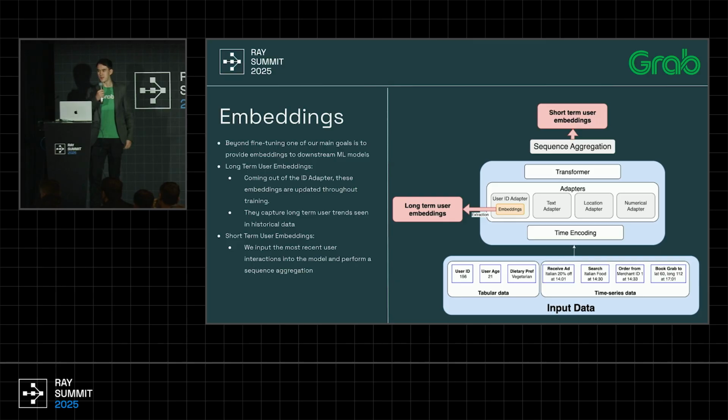And we have two types of embeddings. First are the long-term user embeddings that come out of our ID layers. Throughout training over historical data, the model sees a lot of the behavior of the user and learns long-term patterns of that user. The other important thing is the short-term user interactions. For this, we construct the most recent time series, put it through the model, and then do some sequence aggregation to get a short-term user embedding.